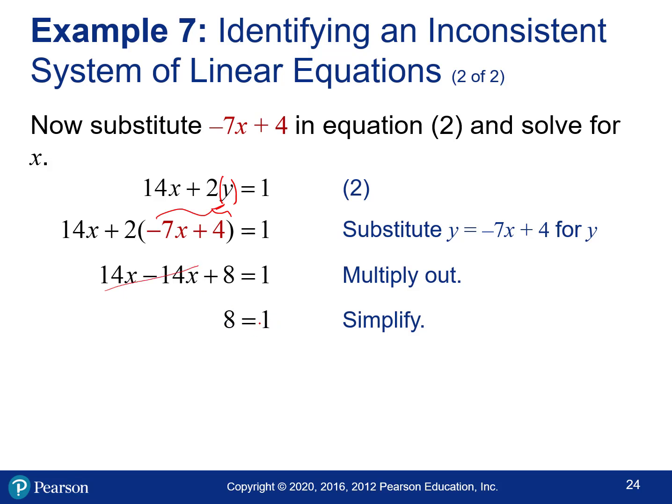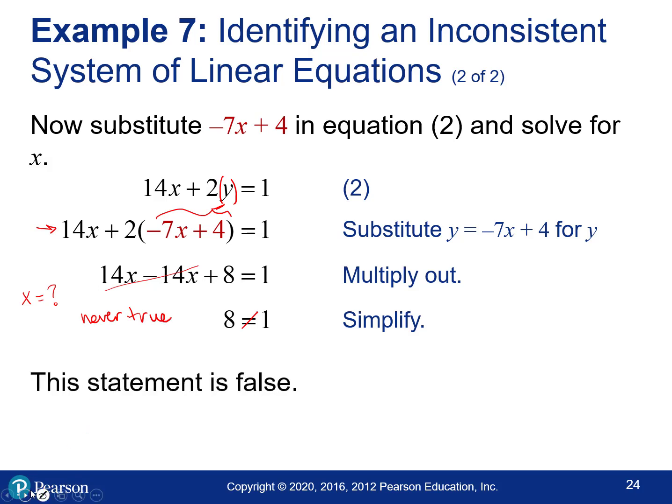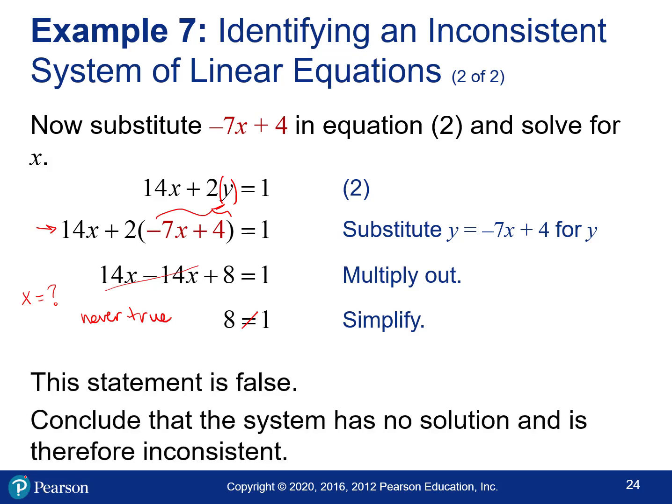So at this moment, notice we were trying to solve for x. The goal was, what is x right here when we substituted? And x went away. And we got something false. This is never true. So we got a statement that's never true, and we weren't able to solve for our variable. And so when that happens, that means that the system is inconsistent and has no solution.